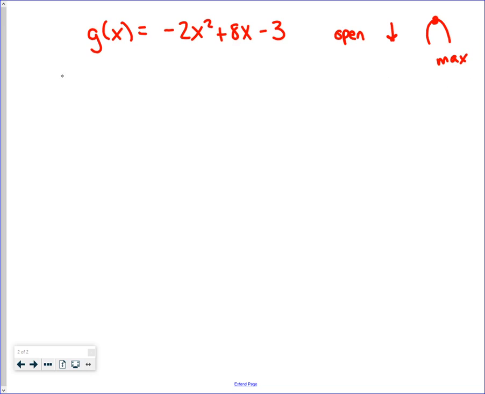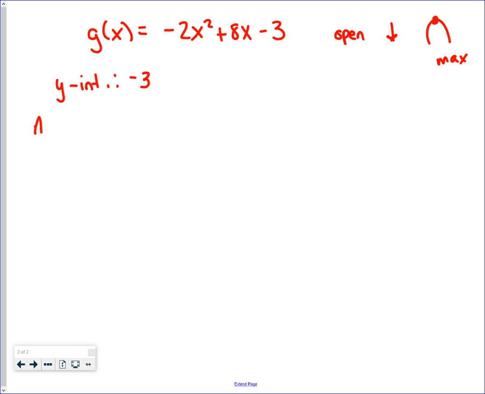Okay? According to our instructions, we find the y-intercept first. That's a really easy one to find. So my y-intercept is when I set x to 0, right? 0, 0, -3. So that means I'm going to have something at (0, -3). Is that okay? Not new, right?